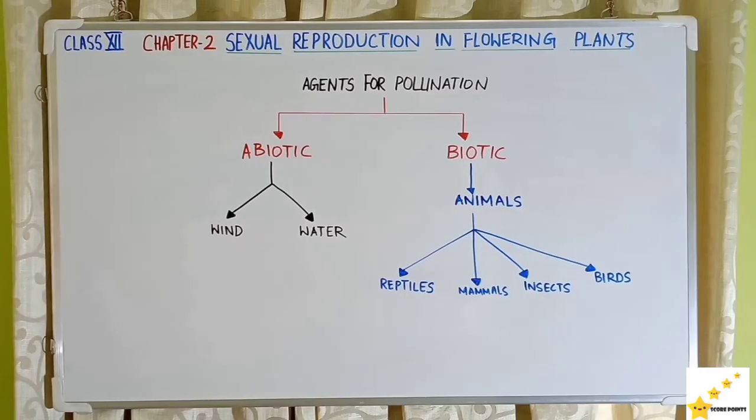Agents for pollination. There are two types of agents, abiotic and biotic agents. Abiotic, it's non-living factors like wind and water. Biotic, these are animals like reptiles, mammals, insects and birds that help in pollination. These animals are pollinators that carry pollen grains from the anther to the stigma of a flower.